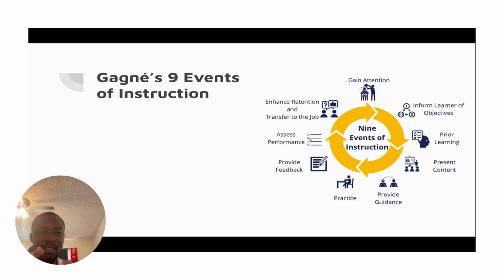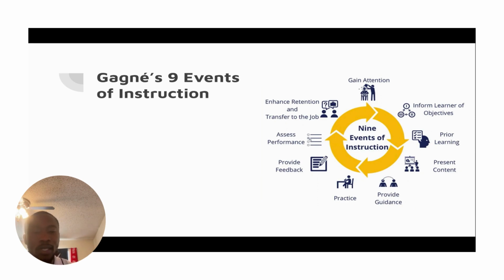So this is the nine events of instruction model from Gagne, which is also very important when it comes to our instructional design models or when we want to do instruction in the classroom. It begins by trying to gain the attention of our learners. We inform them of the learners' objectives, like I said earlier. Then we move on to brainstorm with them about their prior knowledge, that is their relevant previous knowledge, what the learners already know before.